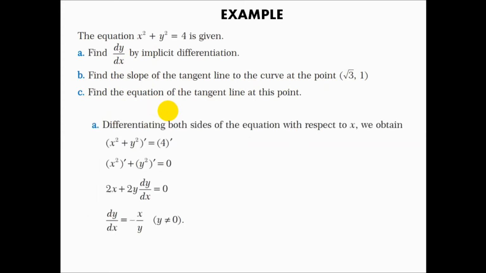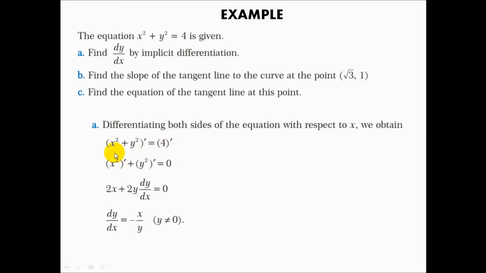So let's see the solution of A. We find dy over dx by implicit differentiation. So in here we must differentiate both sides of the equation with respect to x, because in here we must know that dy over dx. So we can derive this function and derive this function too.